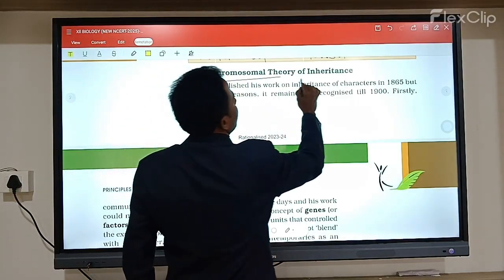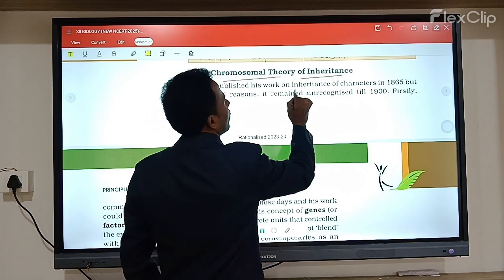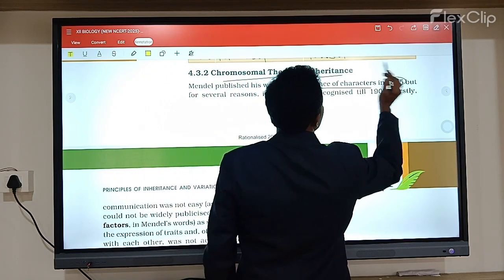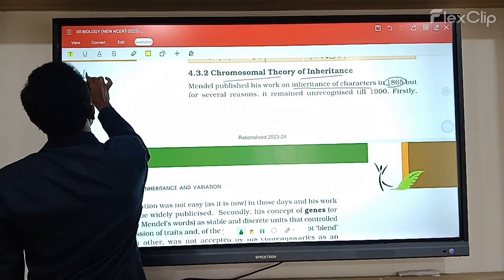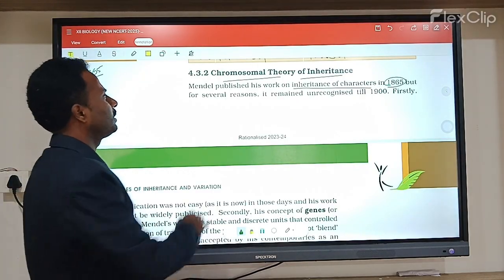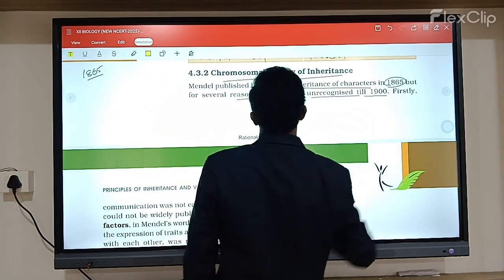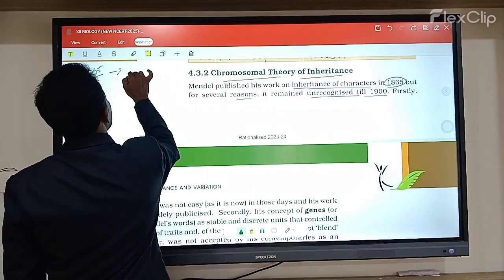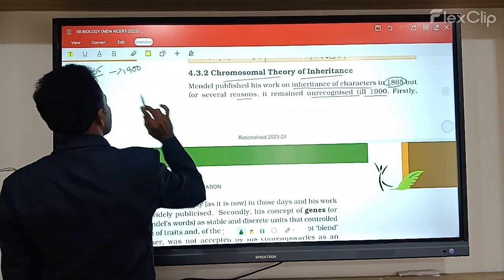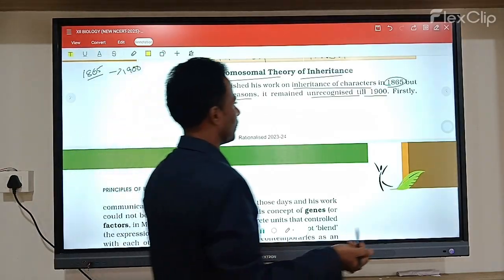Chromosomal Theory of Inheritance. Mendel published his work on the inheritance of characters in 1865. Mendel did his experiments in 1865, but for several reasons they remained unrecognized until 1900. Up to 1900 his characters were not published. What were the reasons? Let us see the reasons one by one.